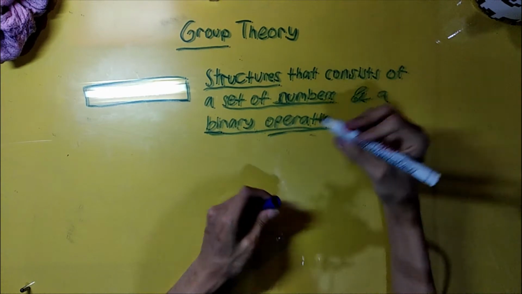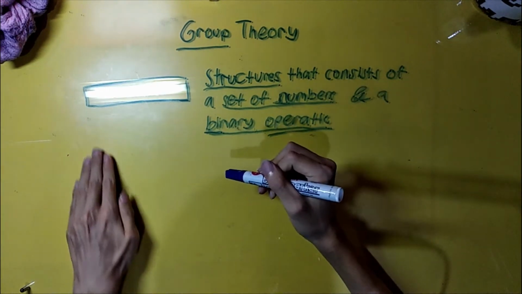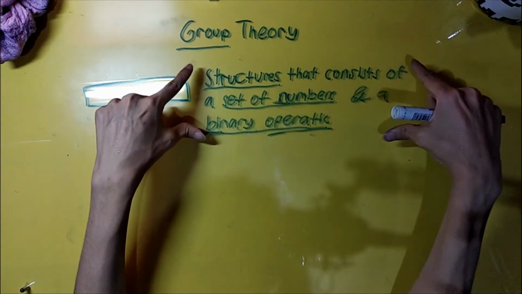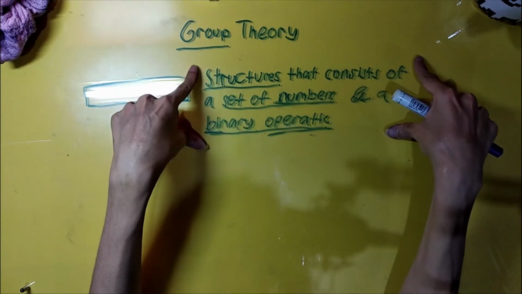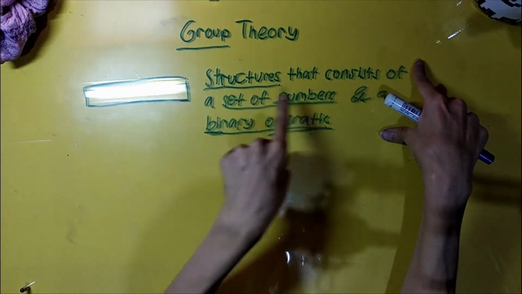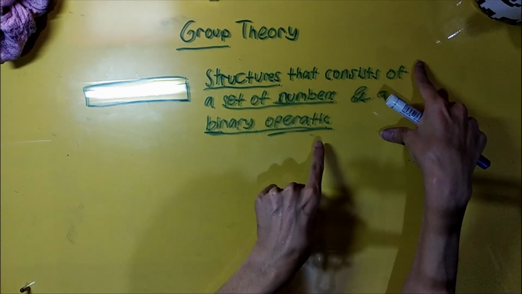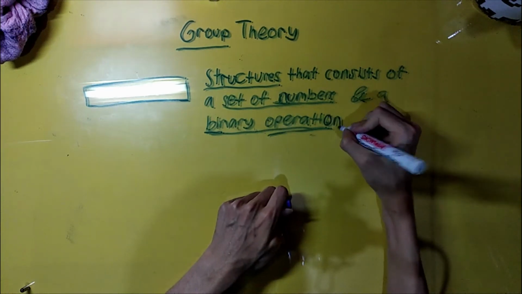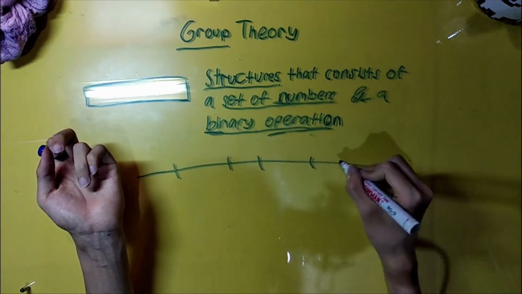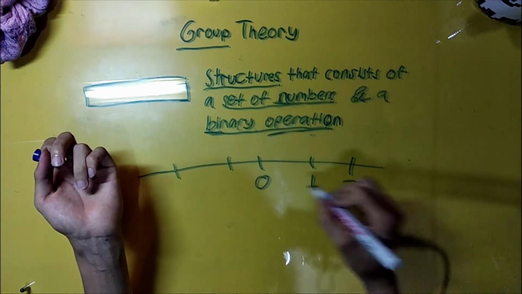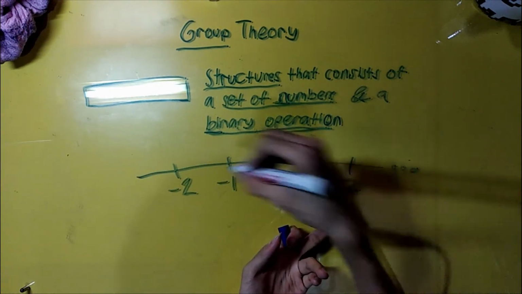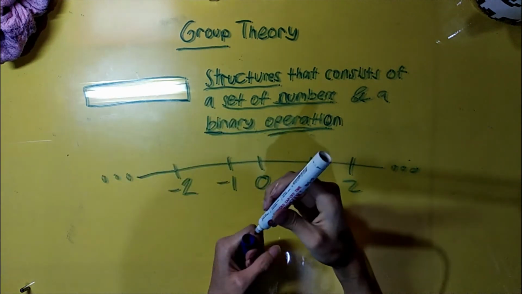Alright, before we take a look at the 4 other rules that I've mentioned briefly before, we're going to take a look at what this could actually be, because this is just a definition. Alright, this is just a sentence. But what is an example of a structure that consists of a set of numbers and a binary operation? Well, why don't we take a look at our number system, this thing, right? 0, 1, 2, -1, -2. Of course, it extends further this way and extends further that way.